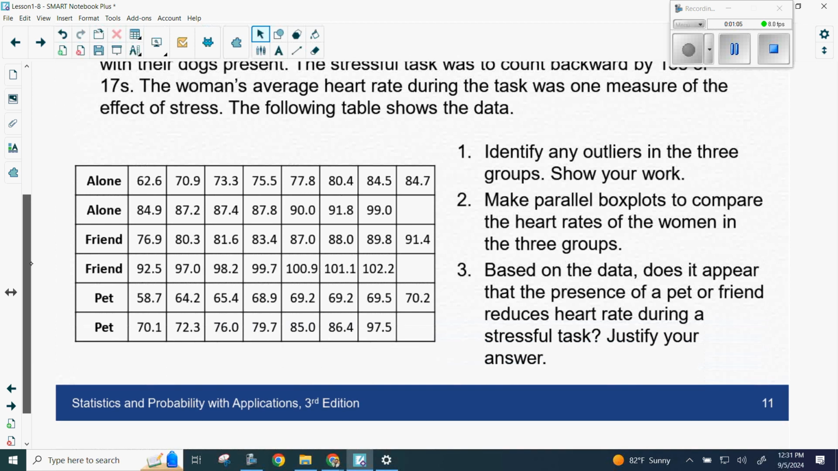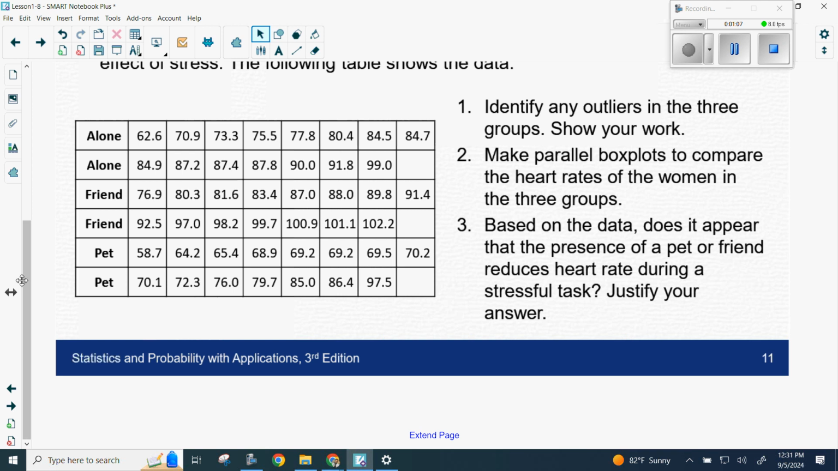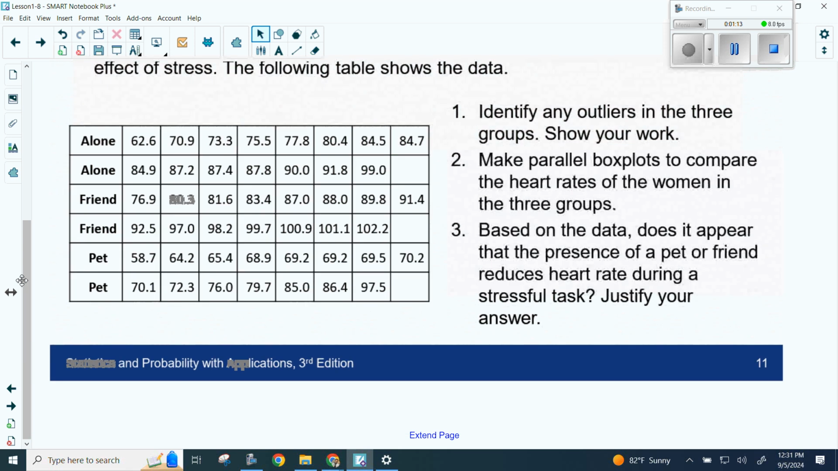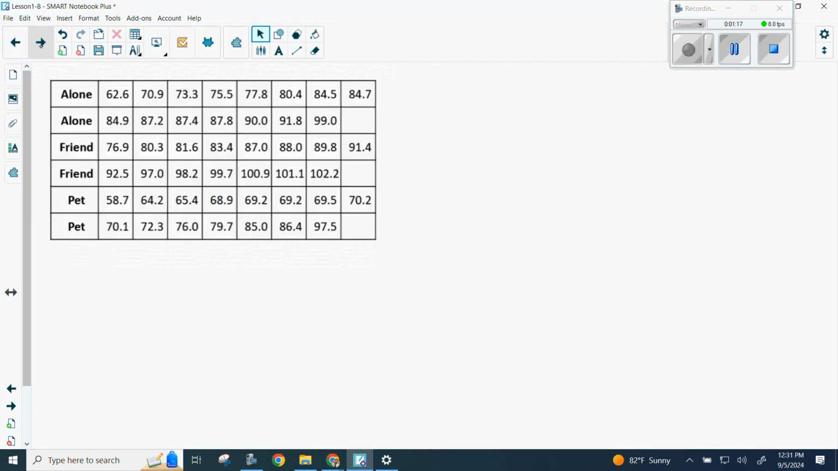All right, so that's what these are. We're going to go ahead and first identify any outliers, if there are any outliers, for the alone group, for the friend group, and for the pet group. So let's go ahead and get started with that. For our alone group, first thing I want to do is make that five-number summary that we talked about in the lesson.